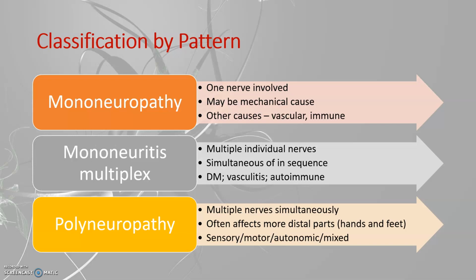You may also have something called mononeuritis multiplex, which we will discuss in more detail in a bit. And commonly you get polyneuropathies where multiple nerves are affected simultaneously, and this often affects the more distal part of the nerve, the hands and feet, and then moves proximally. And as we said before, this could be sensory, motor, autonomic, or mixed.